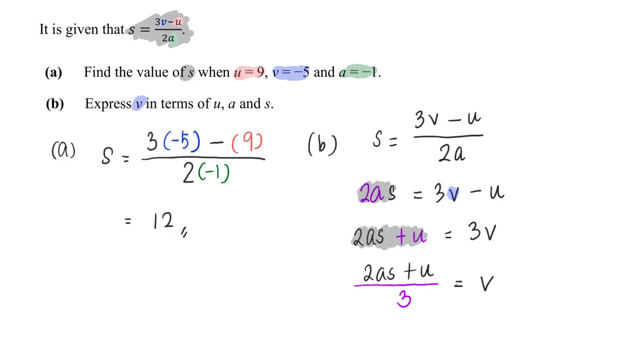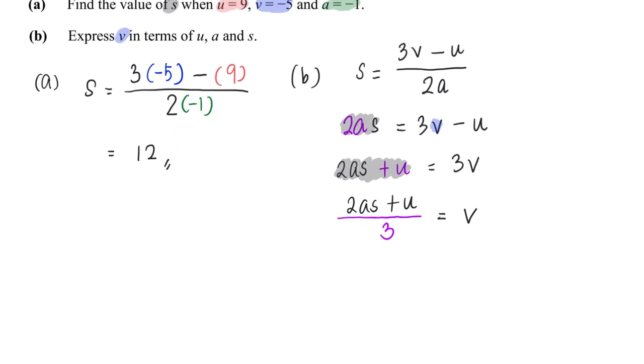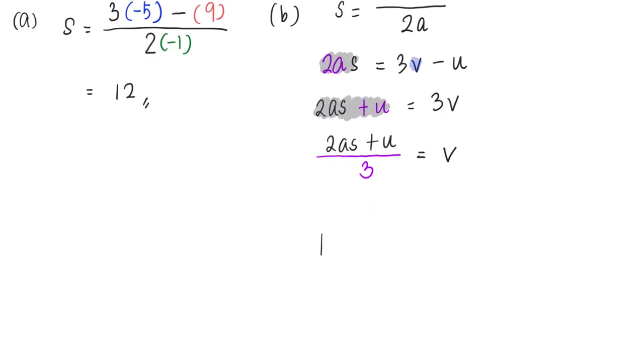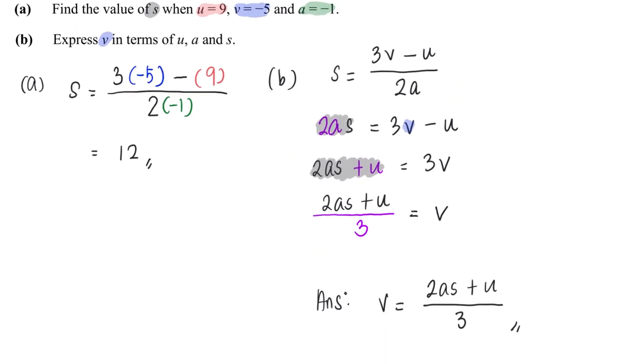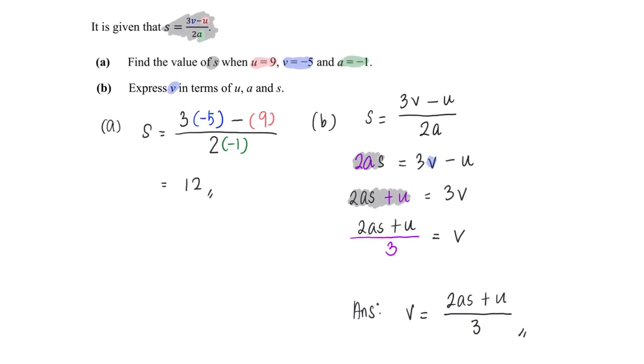But in this question, they want v to be in terms of u, a, s, which we have successfully done. The final answer though, when you write out the final answer, please write the v on the left hand side of this equation. And this will be the final answer. Alright? And let's move on to the next question.